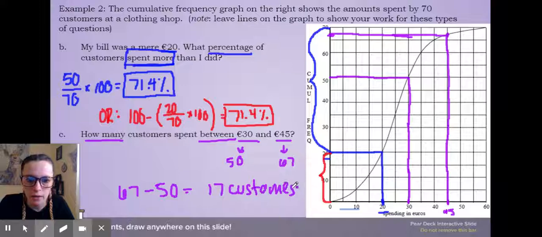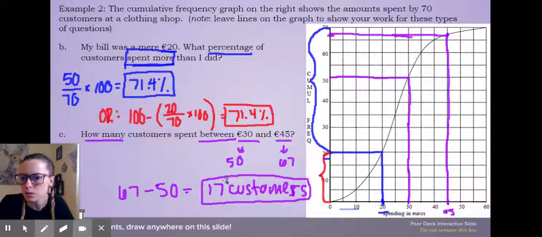Again, we could have a range there depending on how straight your lines were. I think that's 67. We would accept 67 to 68 there. So this could be 17 or 18 customers. It's just a matter of getting those lines as straight as you can.